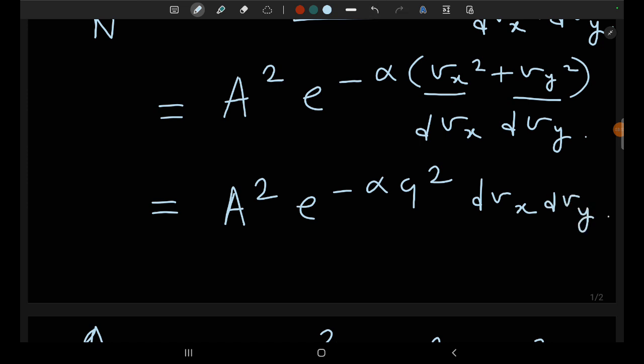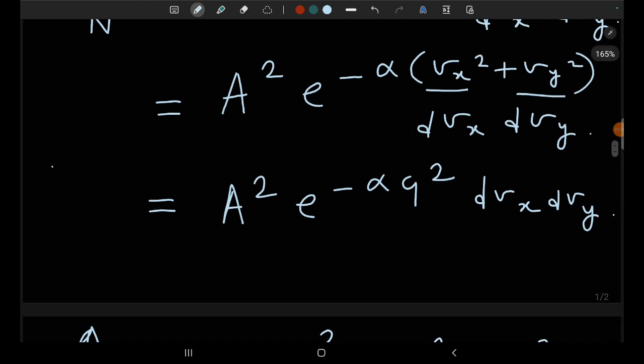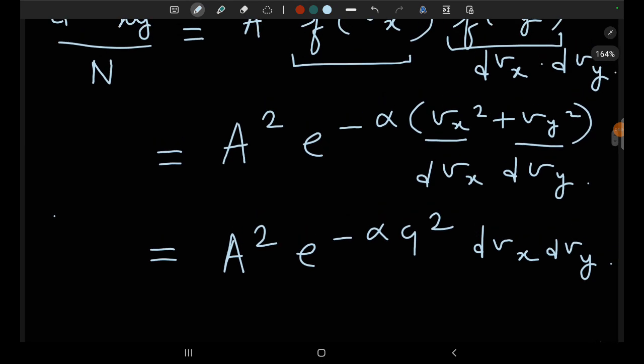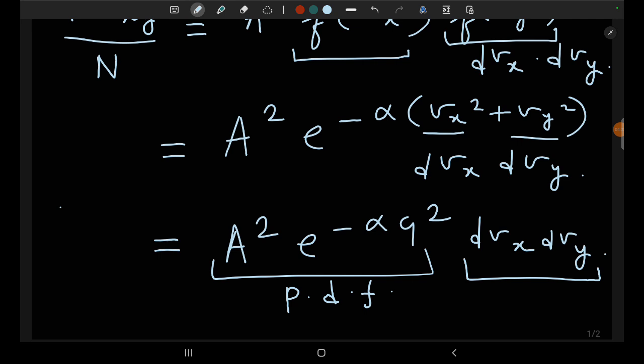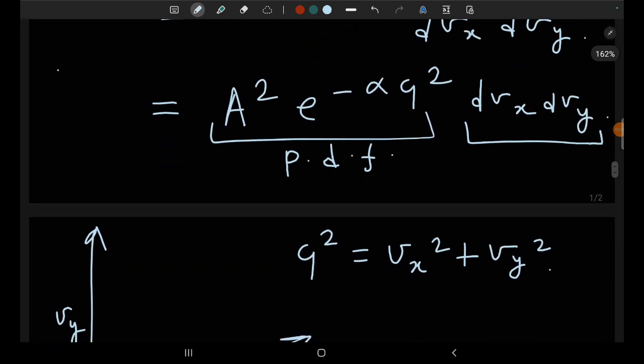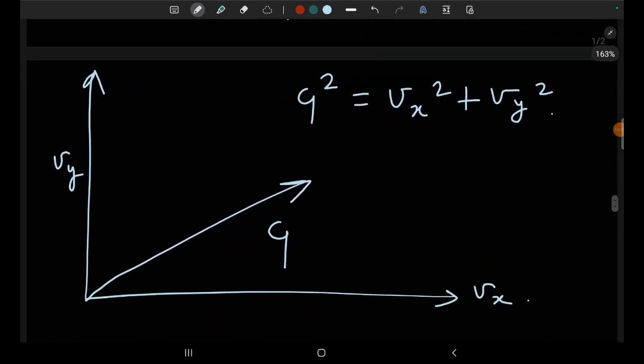The second task at hand was that this was actually our probability density function for the 2D Maxwellian. But the problem was that this is indeed the functional form of the probability density function, but this dVx into dVy was not in terms of the net velocity C1. So we have to bring this dVx into dVy in terms of C1, and before we do that we must understand what this dVx into dVy is.